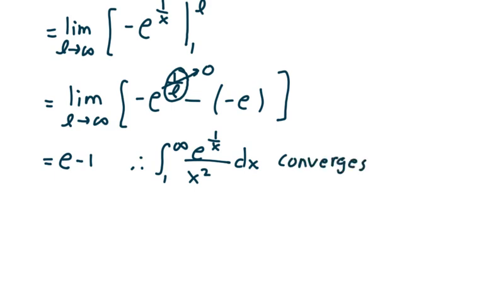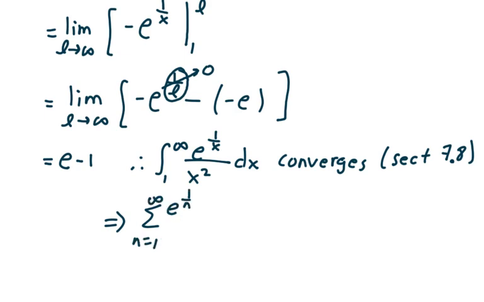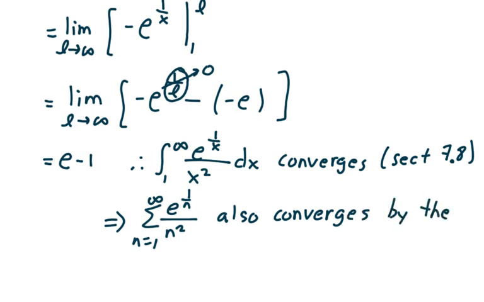And this is section 7.8, because it approaches a fixed value. So what does that say about the summation from n equal 1 to infinity of e to the 1 over n divided by n squared? This also converges by the integral test. Questions there? So this is example 3.